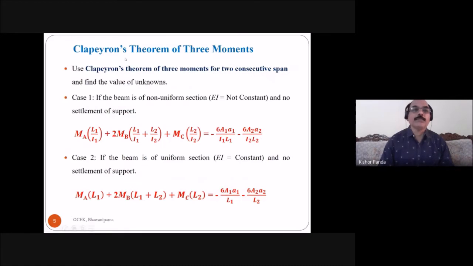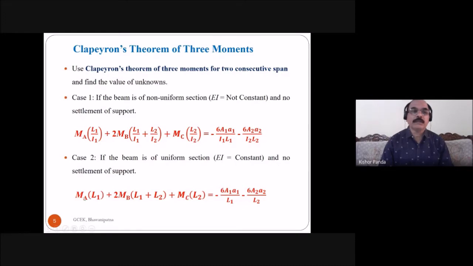You know this is Clapeyron's theorem of three moments. This is case one: when there is a non-uniform section, EI is not constant, and no settlement of support. The formula is MA L1 by I1 plus 2 MB (L1 by I1 plus L2 by I2) plus MC L2 by I2 is equal to minus 6 A1 a1 by I1 L1 minus 6 A2 a2 by I2 L2.